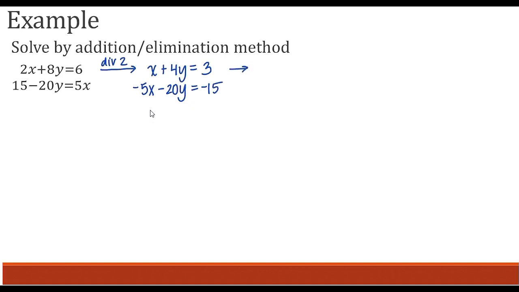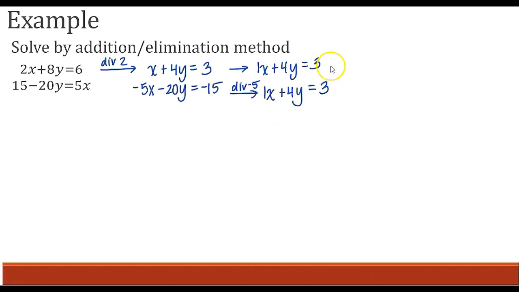So the top equation is going to stay the same: x plus 4y is equal to 3. Here I'm going to divide everything by negative 5. So I'll get positive x, positive 4y, positive 3. And if we proceed with the elimination method here, then our goal would be to make the terms have opposite coefficients. So there's a positive 1x here and a positive 1x here. So let's go ahead and make either one of these negative 1.